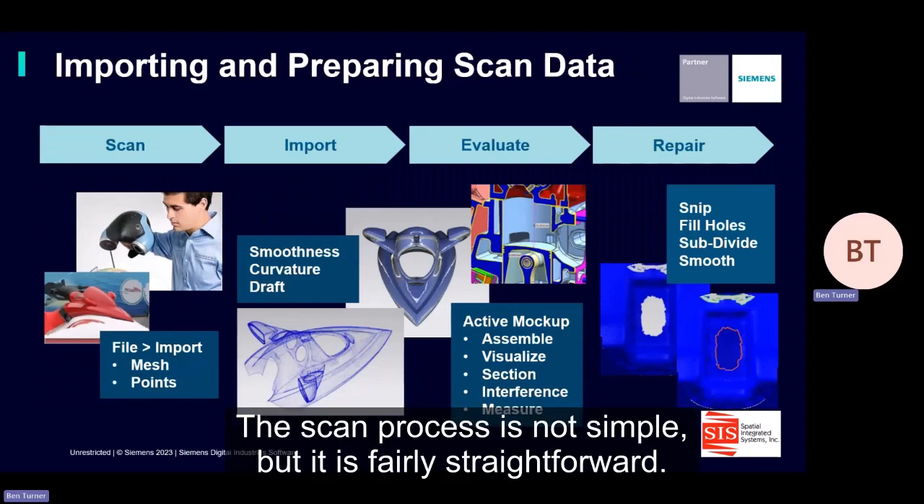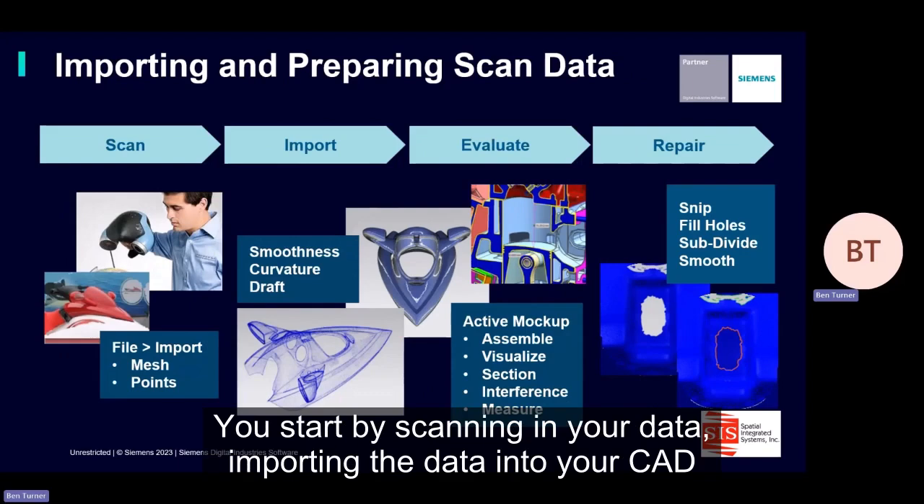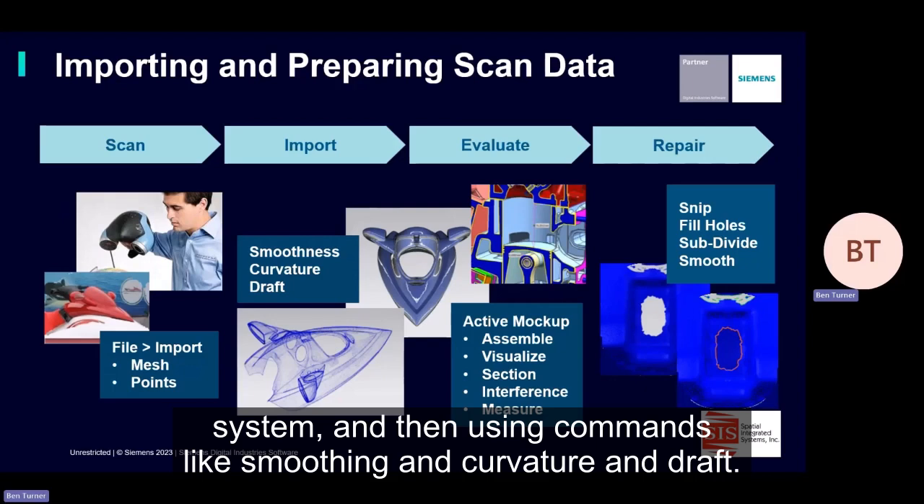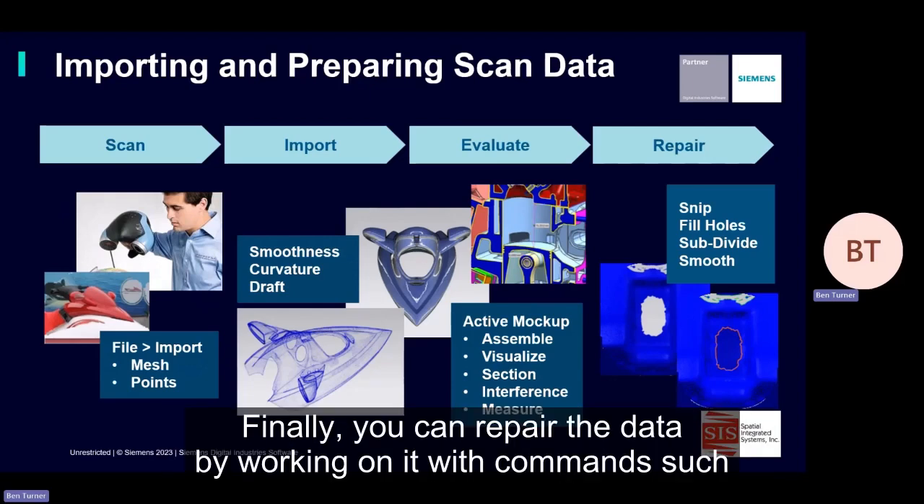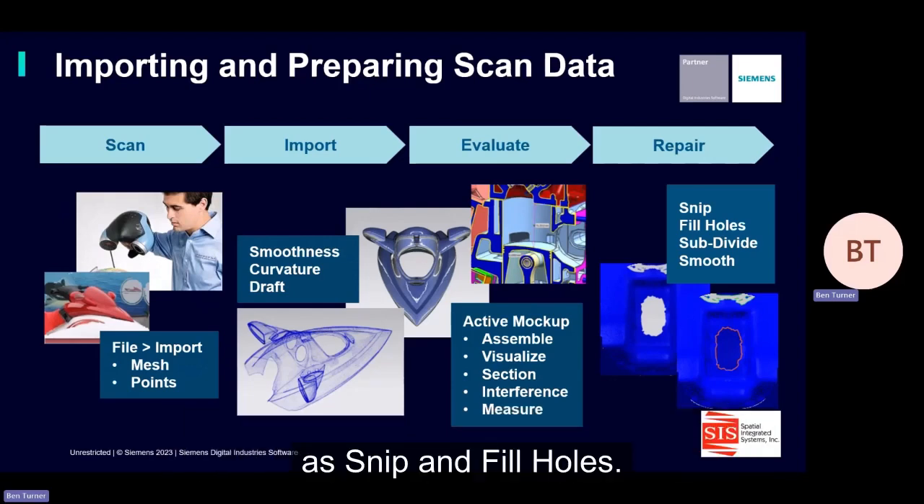The scan process is not simple, but it is fairly straightforward. You start by scanning in your data, importing the data into your CAD system, and then using commands like smoothing and curvature and draft. And then you can evaluate the design using sections, measurements, and other tools. Finally, you can repair the data by working on it with commands such as snip and fill holes.